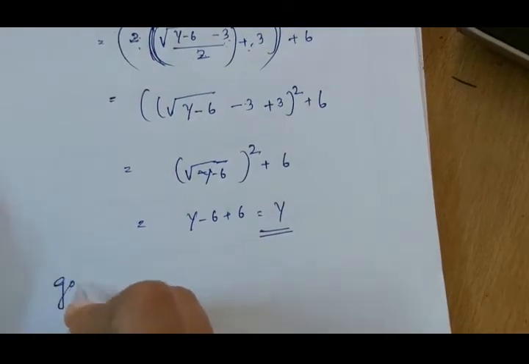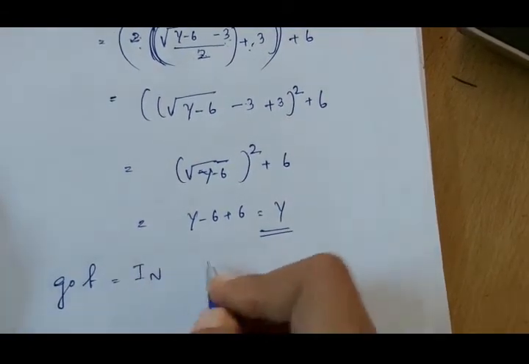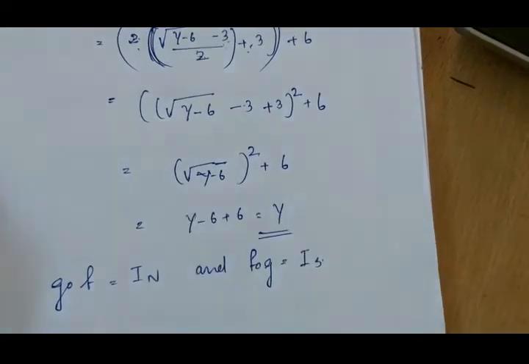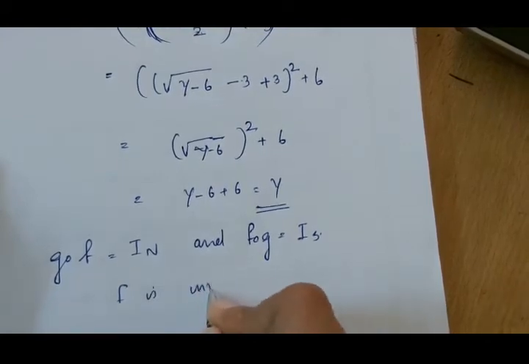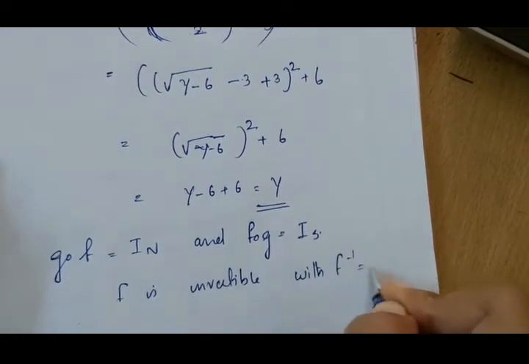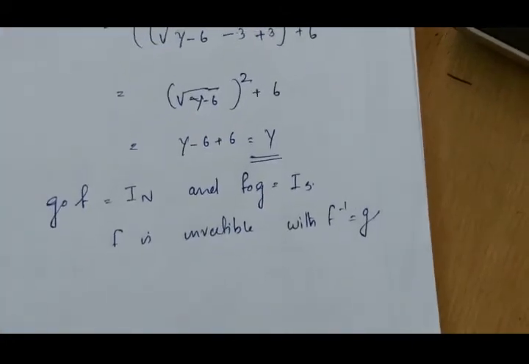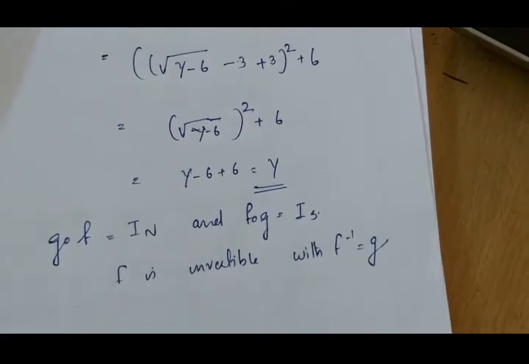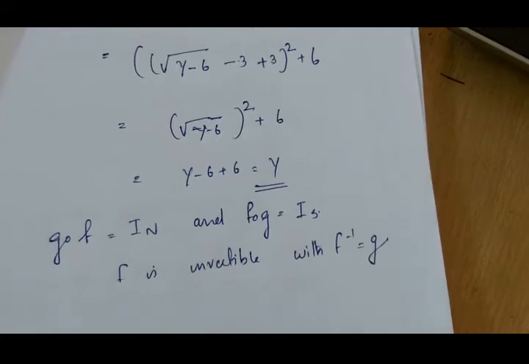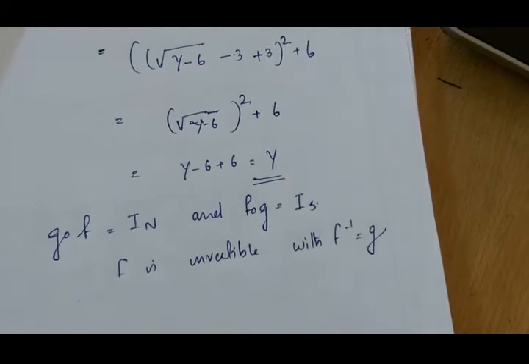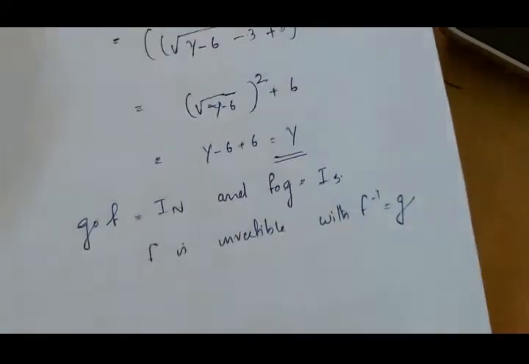So we can say that g composition f is equal to I_N and f composition g is equal to I_R. F is invertible with f inverse equal to g. So what are the techniques we follow here? First we define f and then we define g using the function f. Then we find g composition f of x and f composition g of y. This is followed in all the problems. Let's go to the next question.